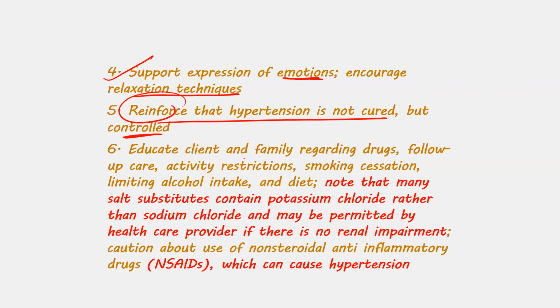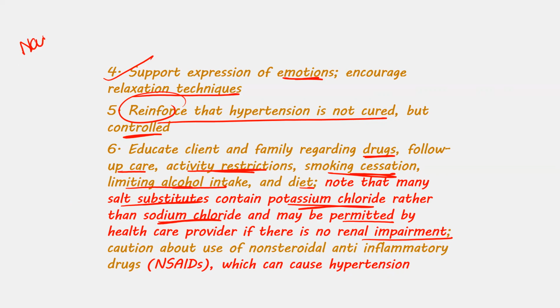We have to educate the client and family regarding drugs, follow up care, activity restrictions, smoking cessation, limiting alcohol intake, and diet. Note that many salt substitutes contain potassium chloride rather than sodium chloride and may be permitted by the healthcare provider if there is no renal impairment. Generally salt contains sodium chloride, but there are some salts that contain potassium chloride. So if the patient has high BP and we want the patient to avoid sodium, we can advise the patient to take the salt made up of KCl.